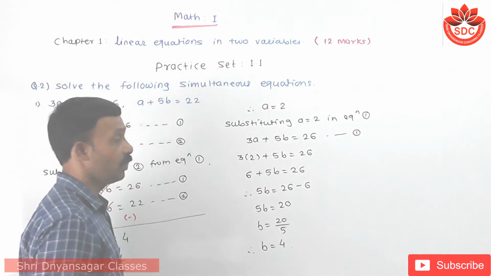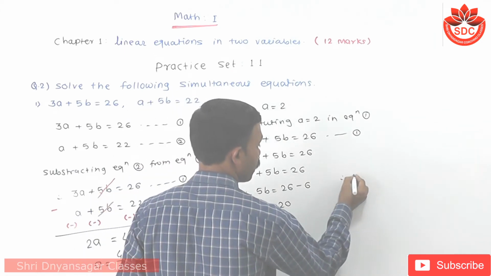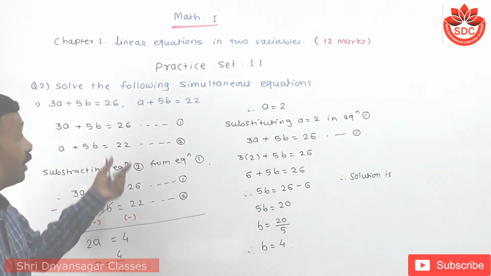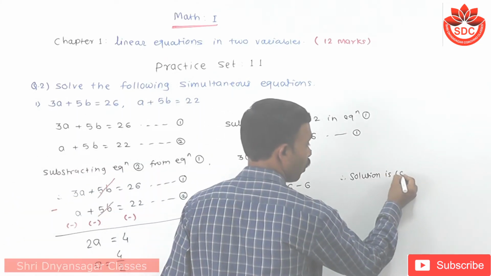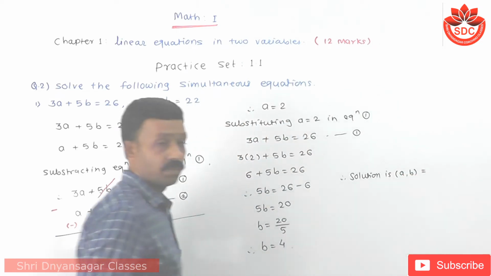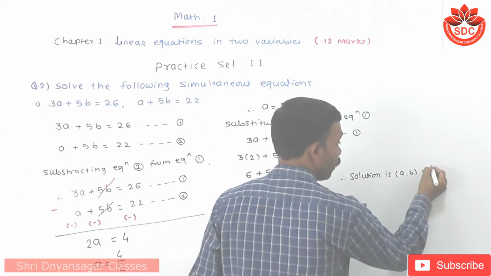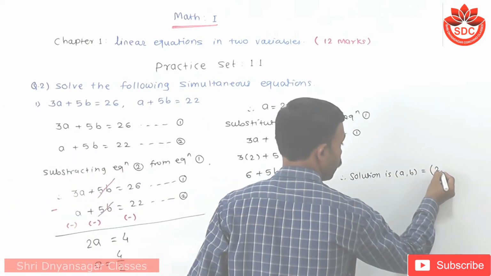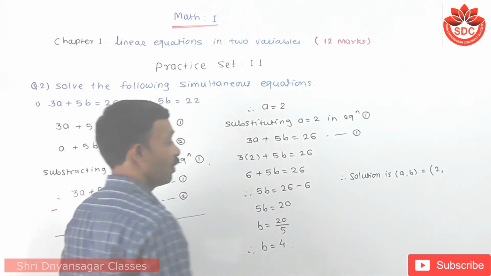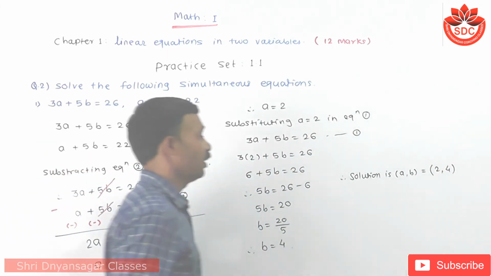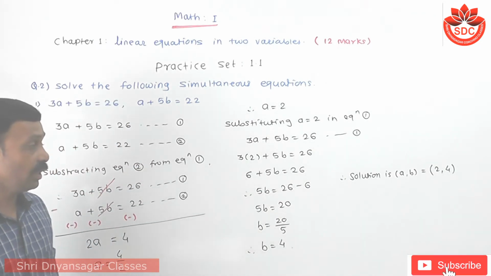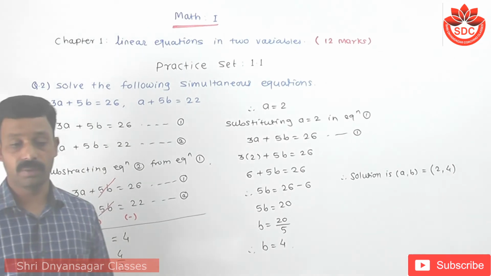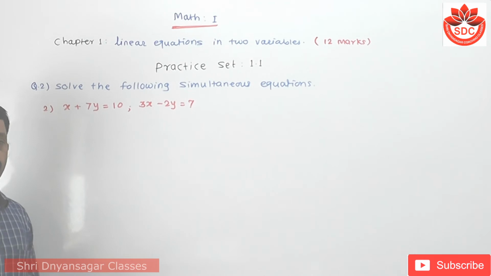Therefore the answer in full sentence. Therefore the solution is, the variables are here a and b. So I have to take in bracket a and b is equals to. Now first you have to write the value of a. What is the value of a? A is 2. So the answer is 2. Comma, value of b is 4. So the solution of this equation is 2 and 4. Can you understand the first equation? So simple. Okay.